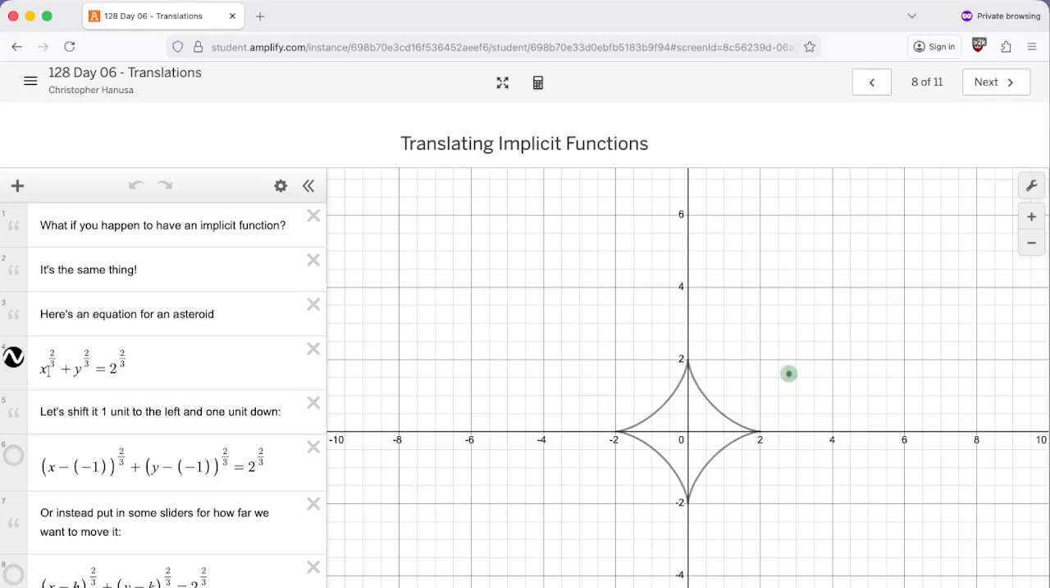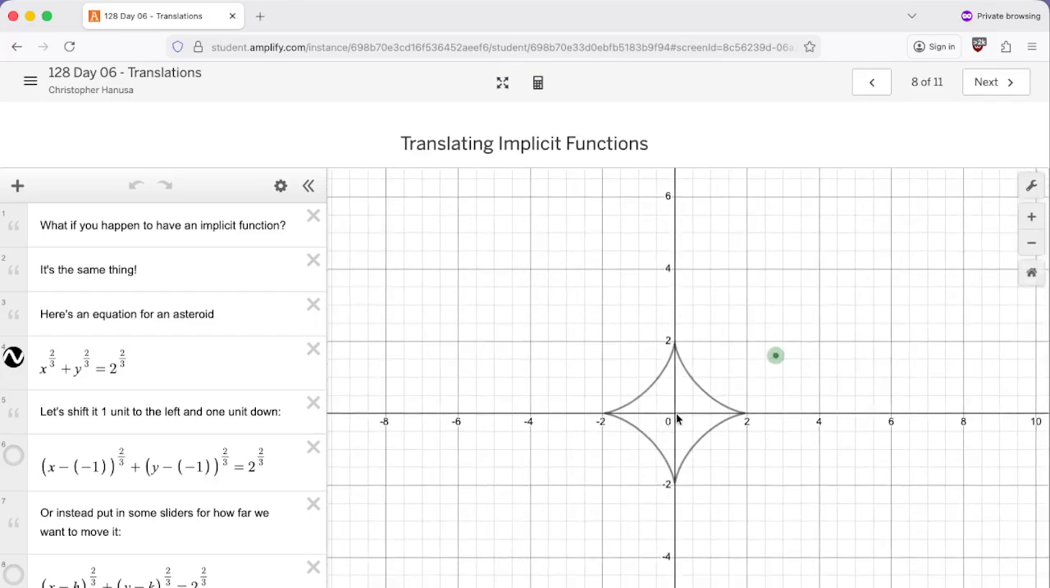Okay, let's take a quick look at an implicit function. So sometimes you have these shapes like the asteroid, which we learned was this equation here. And we want to move this asteroid 1 unit to the left, so 1 unit to the left is this way, and 1 unit down. So that's -1 in the x direction, -1 in the y direction. And so replacing x by x minus h and y by y minus k allows us to move our asteroid over.